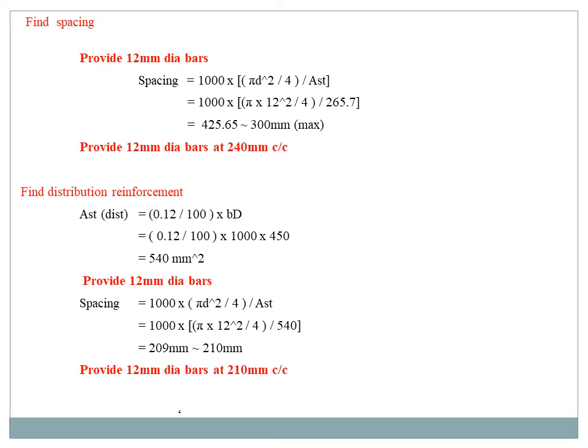Now again we need to find the spacing for distribution reinforcement. The spacing formula is the same as for the main reinforcement. So d is equal to 12 mm, A is equal to 540 mm square. So we got 209 mm, rounded to 210 mm. So provide 12 mm dia bar at 210 mm center to center distance.